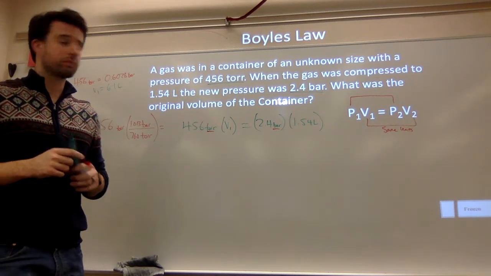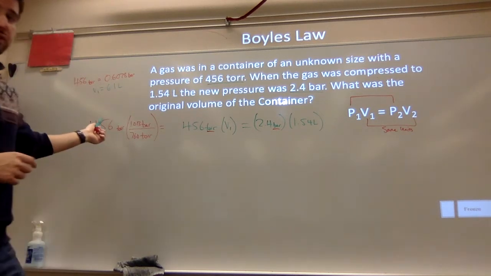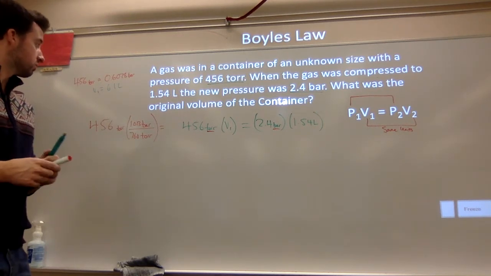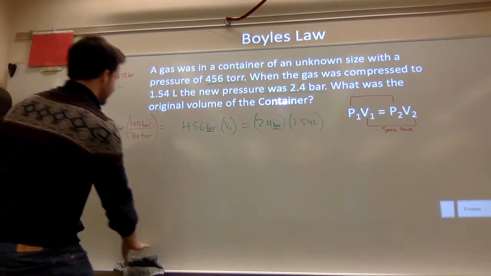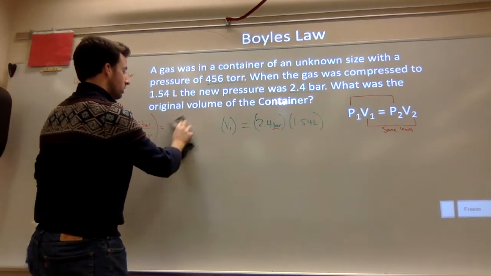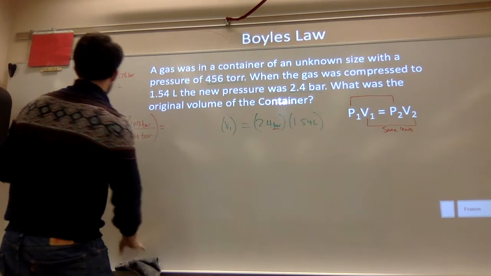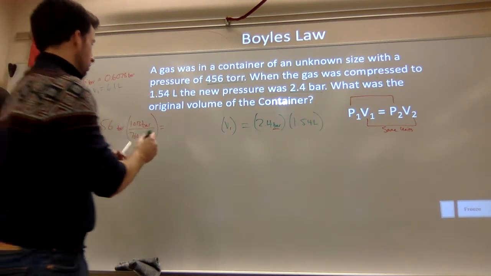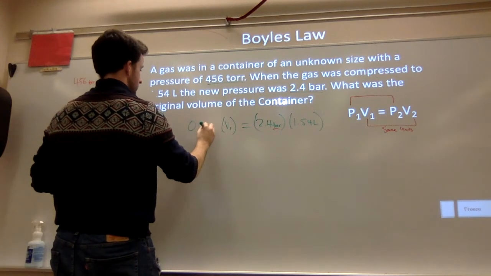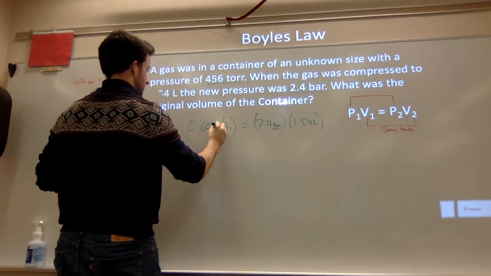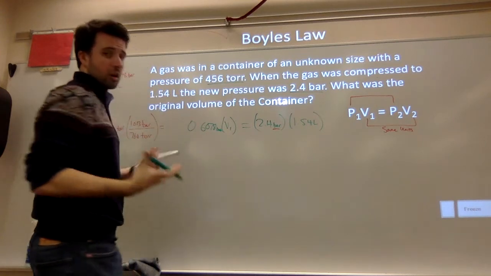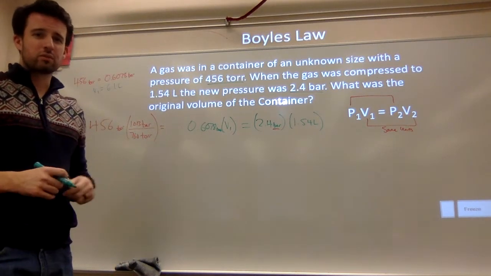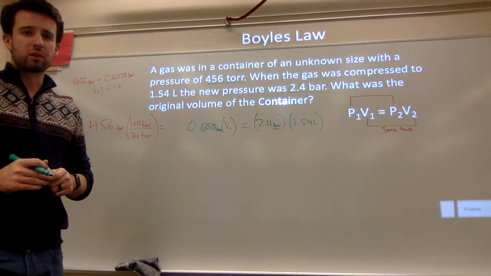Sound good? Now, we take 456 divided by 760, multiplied by 1.013, and when we do that, we get a new number that is no longer 456 torr. It is now 0.6078 bar. That's what my calculator spit out. It was only 4 numbers to write down, I guess 5 if you count the 0 in front there. So I just wrote down all of them.